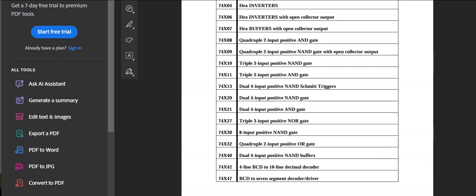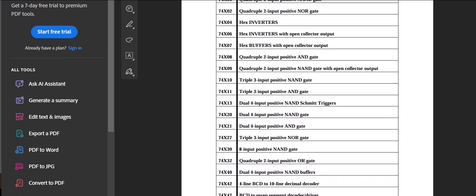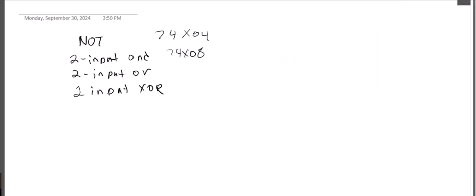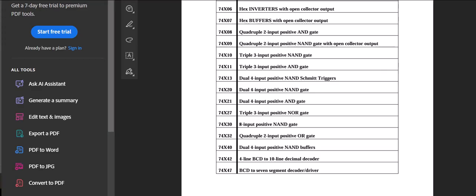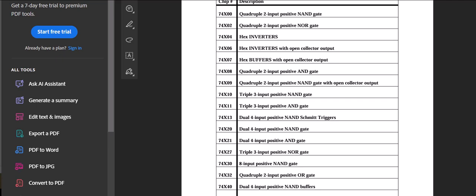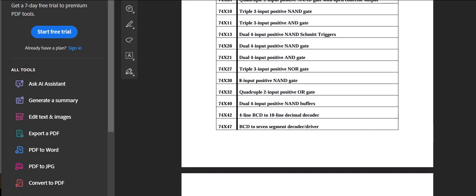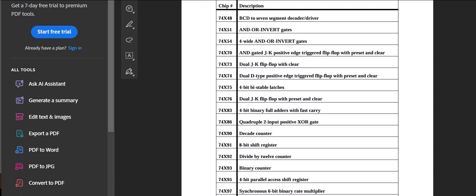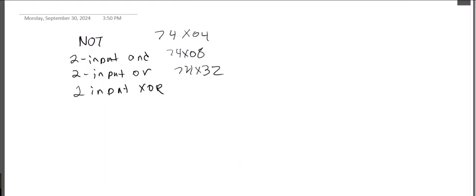And then, let's see, was there an OR? That's 74X32. And then we had, let's see, I had the exclusive OR, so that's XOR. Where is that? Oh, tell me they have one. There it is. 74X86. Okay, so then I'm not going to draw any specific circuit.